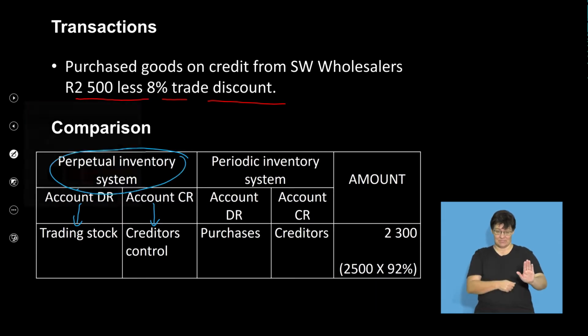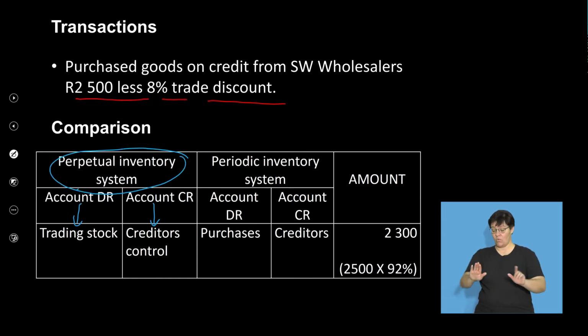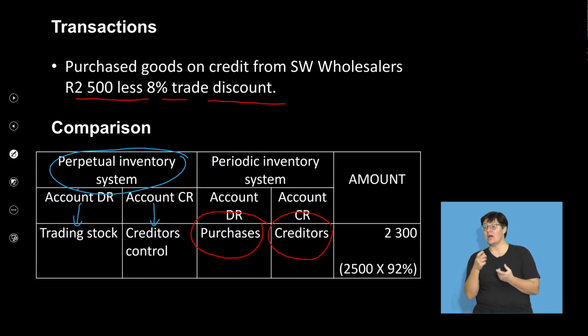Let's change that now to the periodic inventory system. Watch, account debited is purchases. Your account credited obviously is creditors control. Look at your amount. Your amount is important. Goods were bought for 2,500 less the 8% trade discount.